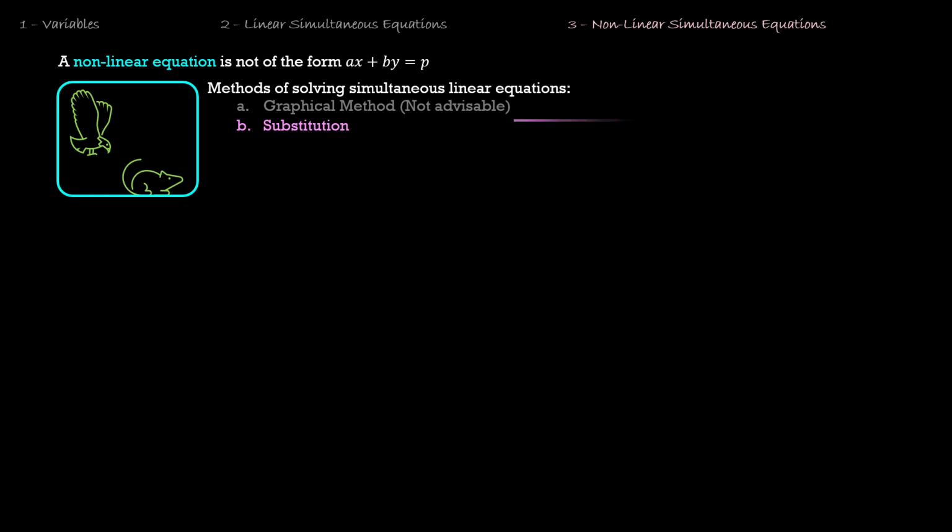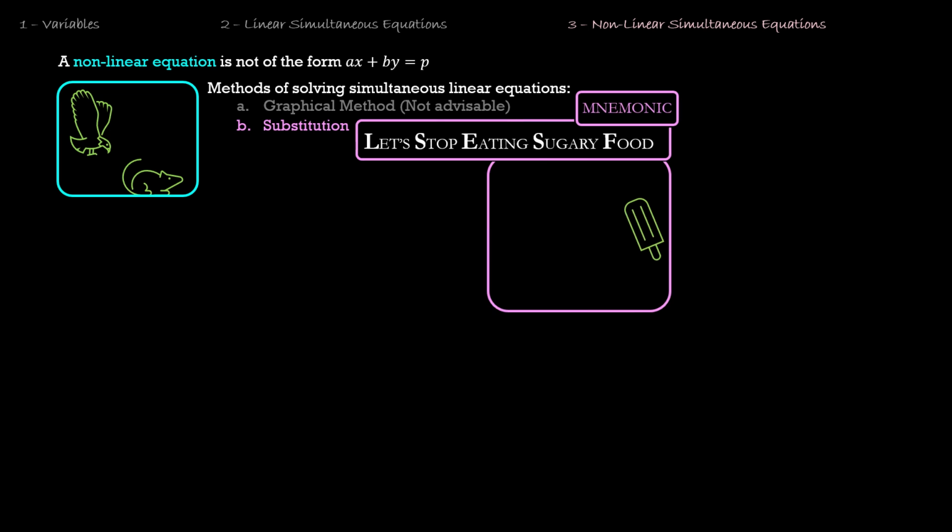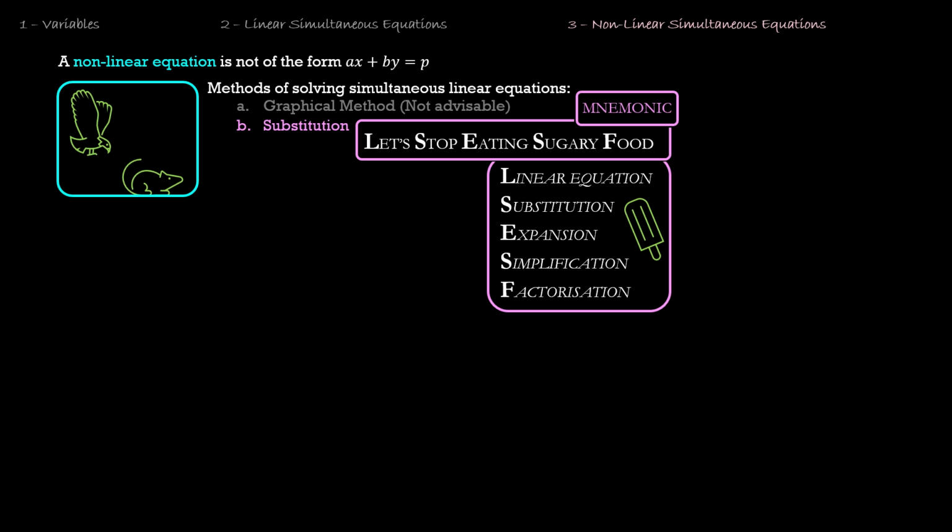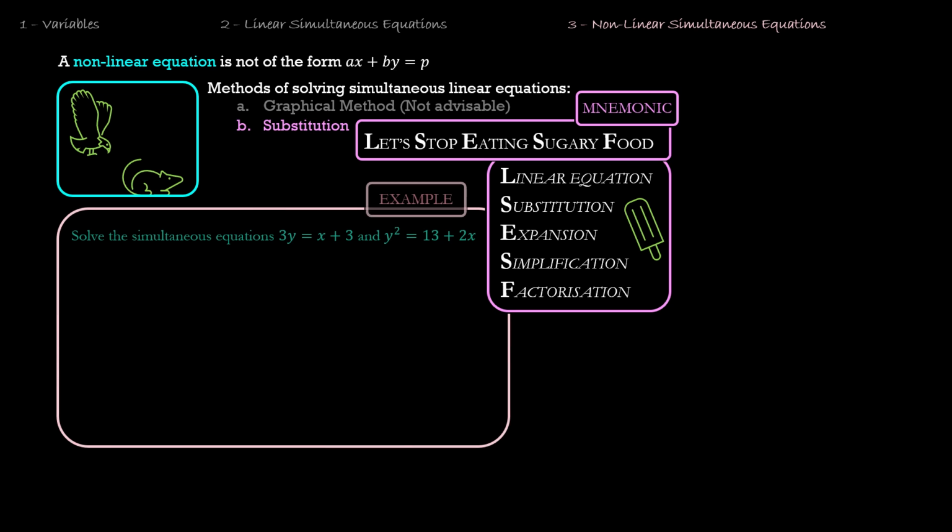There is a mnemonic that we can use to go about this process, and it is let's stop eating sugary food, which requires us to first find the linear equation, then substitute it into the other equation before expanding, simplifying, and factorizing for the solutions. Let us take a look at an example to see how we can apply it.